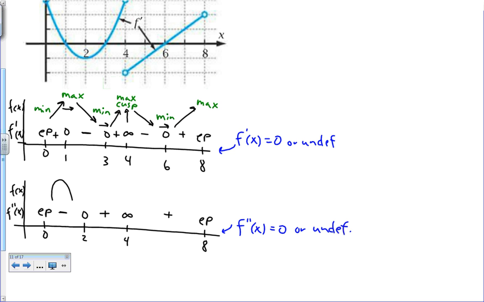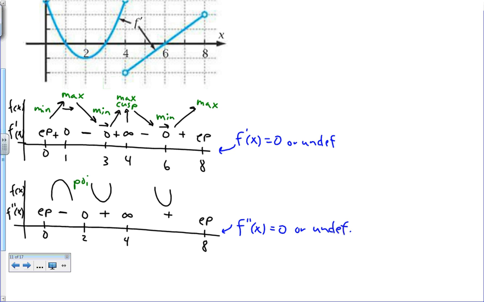From 2 to 4, the second derivative is positive, so our function must be concave up. And from 4 to 8, it's got a second derivative that's positive, so we're concave up still. And again, if we fill in what that means in between these intervals, at these critical points we marked, at x equals 2, we can see that we go from concave down to concave up, so we have a point of inflection. We'll say POI right there for point of inflection.